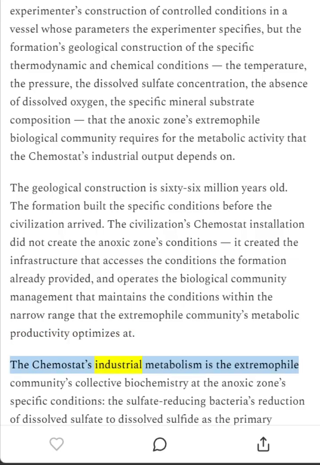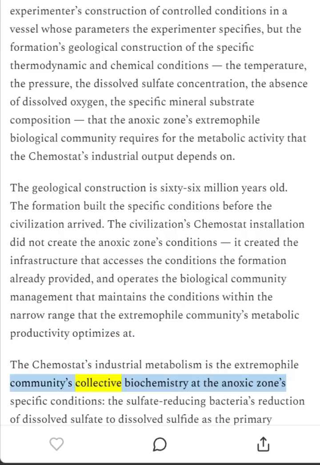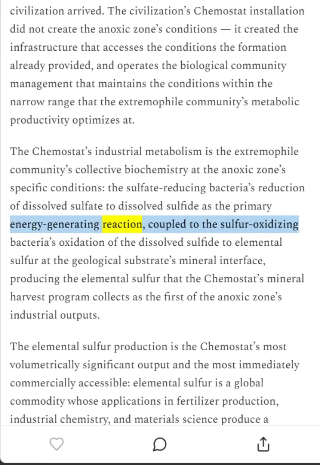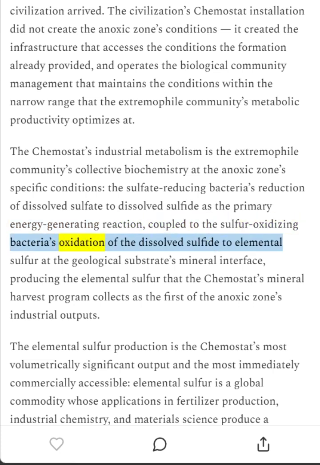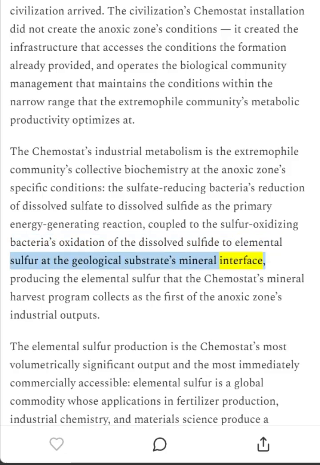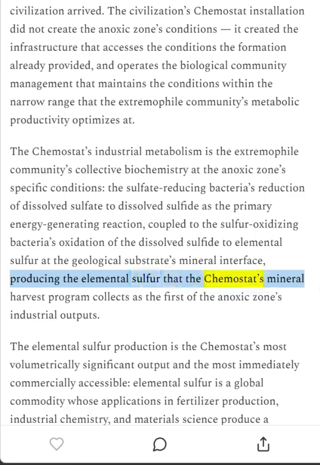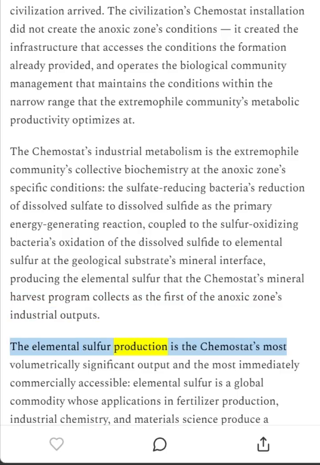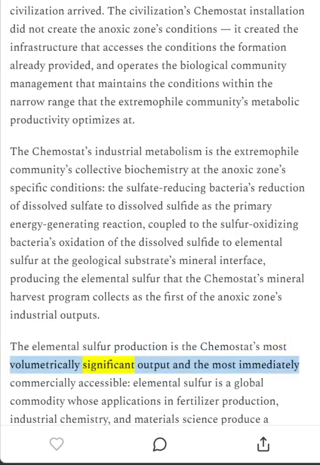The chemostat's industrial metabolism is the extremophile community's collective biochemistry at the anoxic zone's specific conditions. The sulfate-reducing bacteria's reduction of dissolved sulfate to dissolved sulfide as the primary energy-generating reaction, coupled to the sulfur-oxidizing bacteria's oxidation of the dissolved sulfide to elemental sulfur at the geological substrate's mineral interface, producing the elemental sulfur that the chemostat's mineral harvest program collects as the first of the anoxic zone's industrial outputs. The elemental sulfur production is the chemostat's most volumetrically significant output and the most immediately commercially accessible.